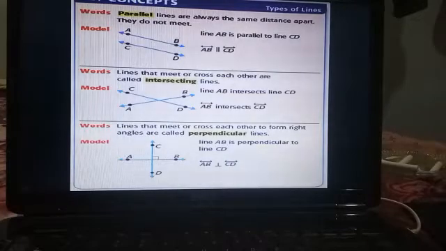The next word is intersecting lines. When two lines meet or cross each other, they are called intersecting lines. Here is the model of the intersecting lines. The word perpendicular lines. The lines that meet or cross each other to form a right angle are called perpendicular lines. Here is the model of the perpendicular lines. Here line AB is perpendicular to line CD, or line CD is perpendicular to line AB. That means the lines AB and CD intersect each other at 90 degrees.